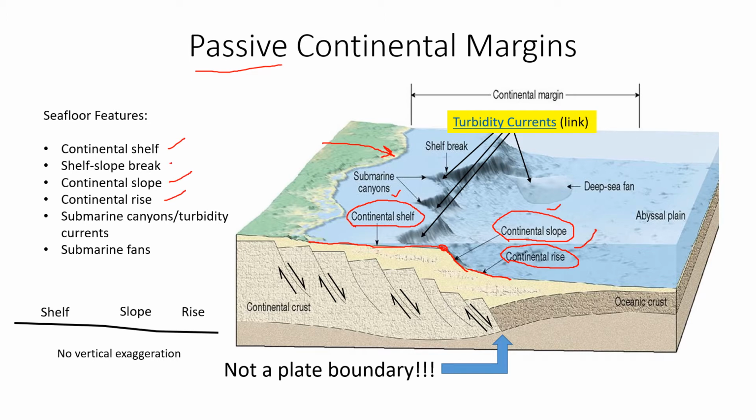And another feature here is what's called the shelf slope break. This is simply the seaward edge of the continental shelf. And you can see the shelf slope break right here.